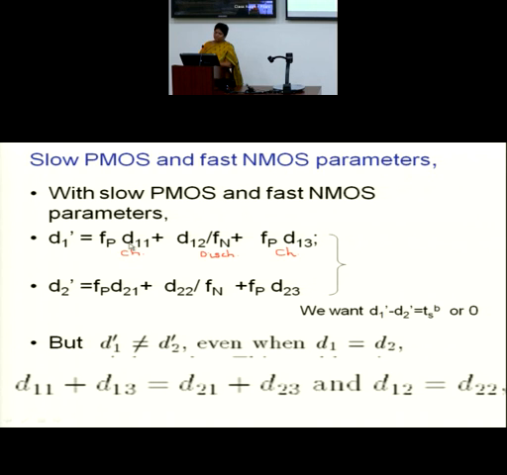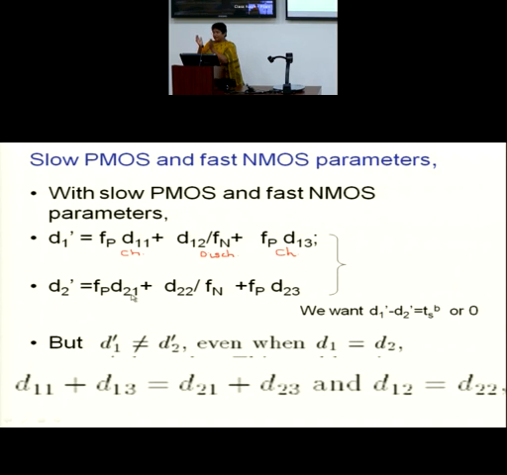D1 will be, so it's a pull up. So this is slow PMOS, pull up, 2 pull up and 1 pull down. In that situation, FP times D11, FP times D13, and the pull down will be D12 by Fn. You can take any combination and write the expression. When 2 pull down, 1 pull up, you can write any expression. Similarly D2 prime will also be written like that. This would be FP, D2.